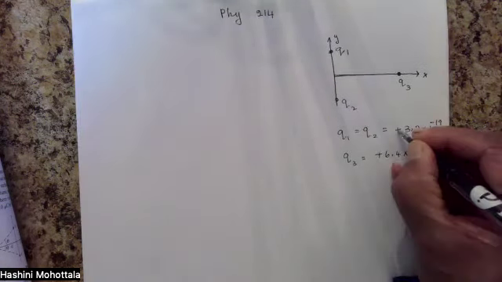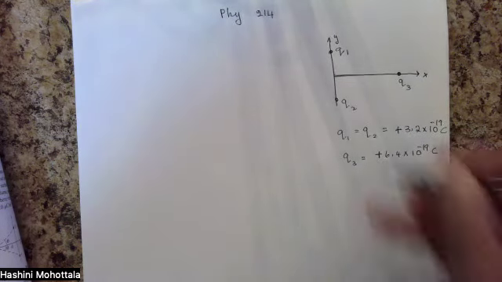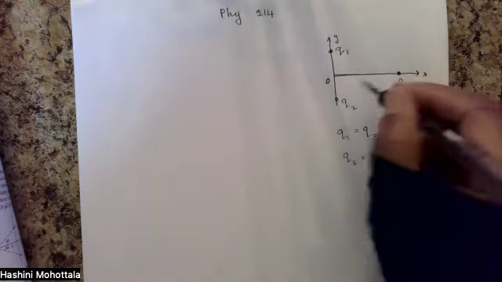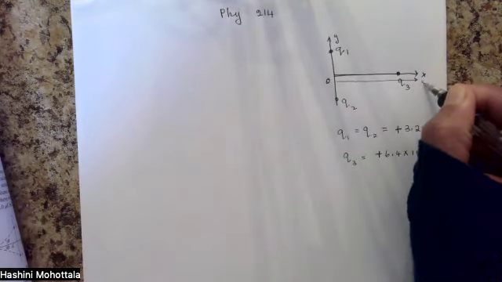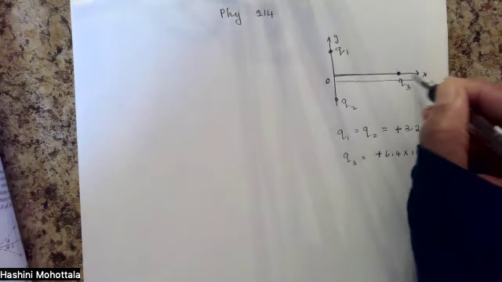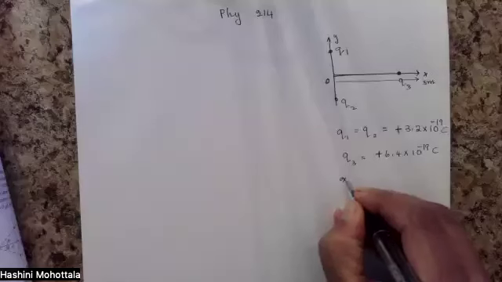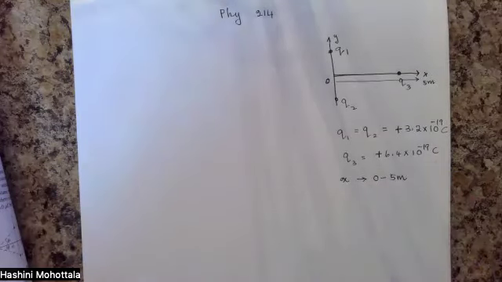So understand that they are all positive charges. And this is the 0 point. And this can go from 0 to 5 meters. And I don't know where exactly the location is right now, but it can go from 0 to 5. X can change from 0 to 5 meters. That's what's given to us.